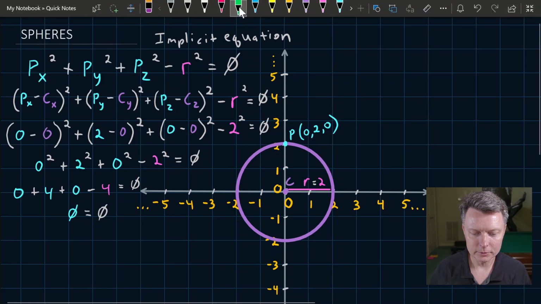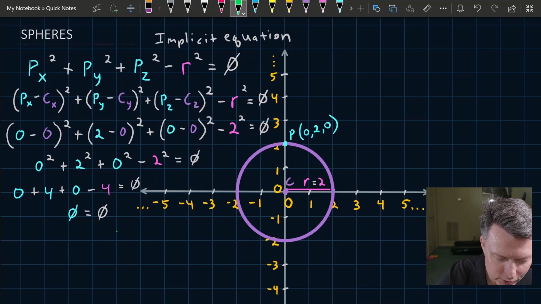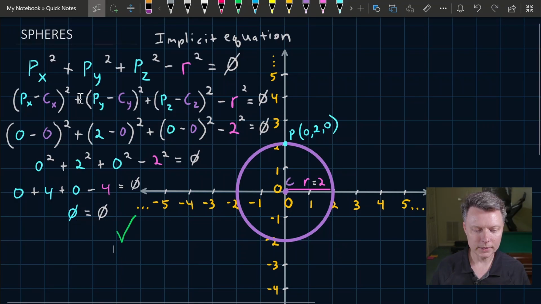So I'll get my green marker here, and we get a big check mark. So point P is definitely on the sphere. Now, since the C point was at the world origin, which is 0, 0, 0, this subtraction right here didn't really make a difference because we ended up just subtracting off zeros each time. But if you move that C point anywhere else, so if you move your sphere around the scene, then we're going to need to do this, and it will matter in the end.